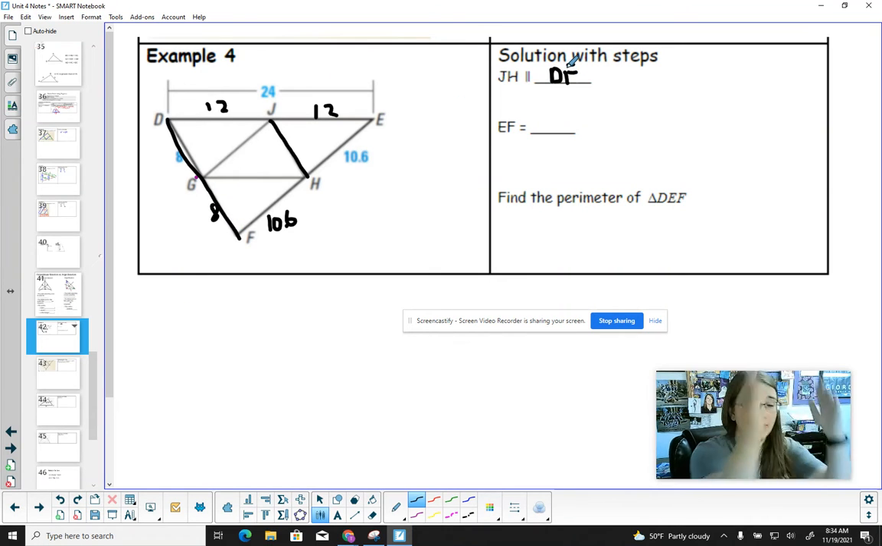Now we can kind of see that, right? We can kind of slide it over. Whoop, those are parallel. So because of that, JH is going to be half as long as this whole side. That's the new relationship we're finding out here.